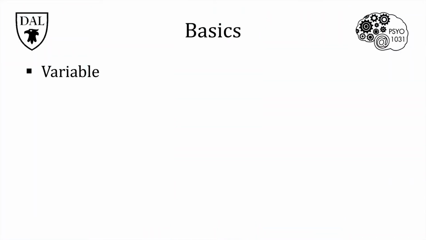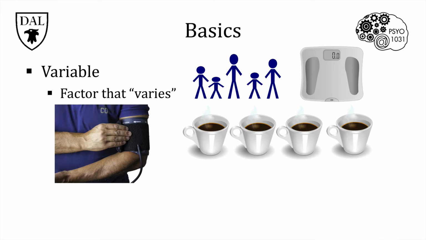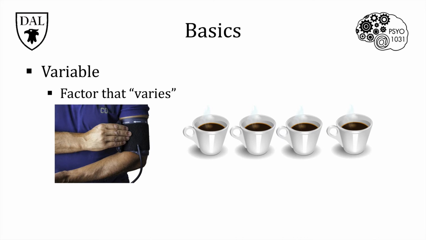The first term you should be comfortable with is the word variable. Simply put, a variable is any factor that varies. Some examples are height, weight, caffeine intake, and blood pressure. So, if we were interested in whether caffeine affects blood pressure, we might research this by measuring the variables of daily caffeine intake and blood pressure.